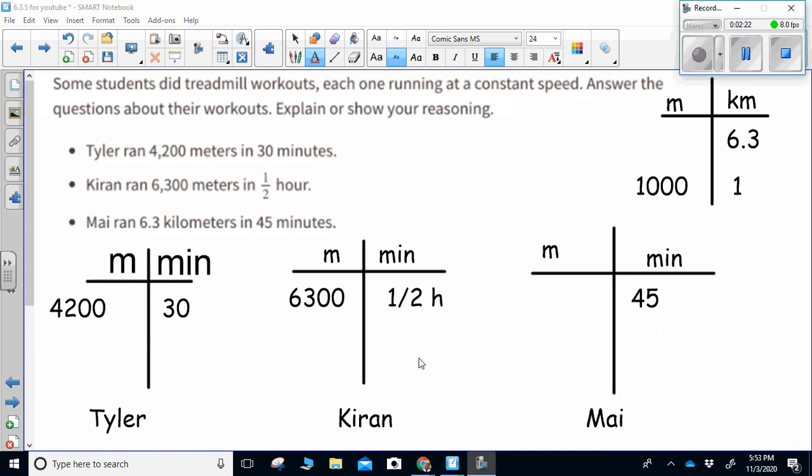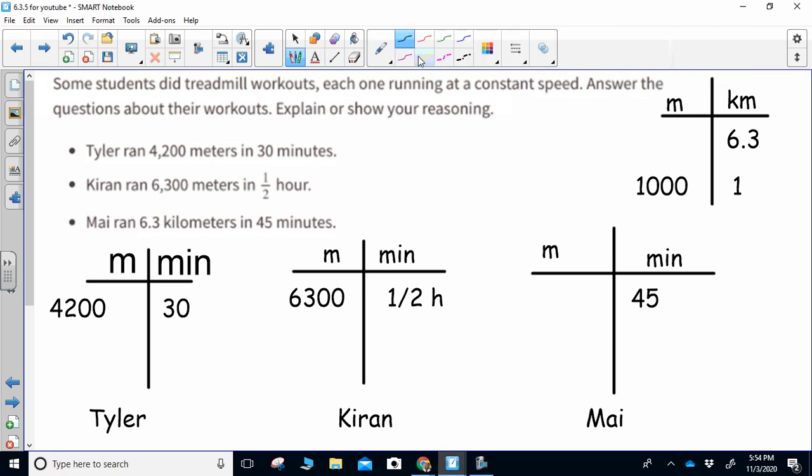So I filled in my tables. I've got 4,200 meters in 30 minutes, 6,300 meters in a half an hour. We don't know how many meters because it's in kilometers in 45 minutes. And then up here, I have a little chart that's got meters and kilometers. And you'll remember from the story that 1 kilometer is 1,000 meters. So that's where I'm going to start. So I can start my chart.